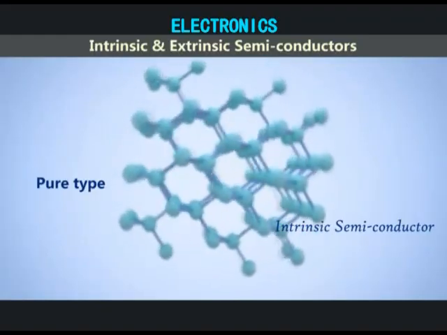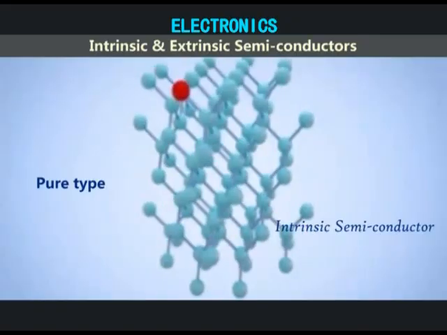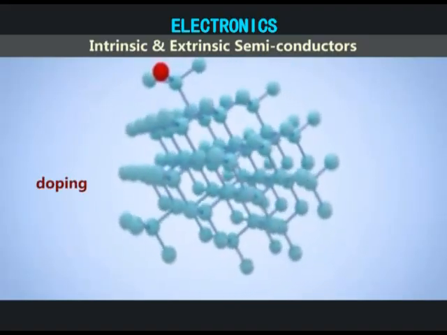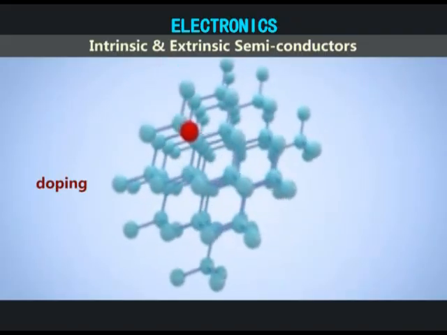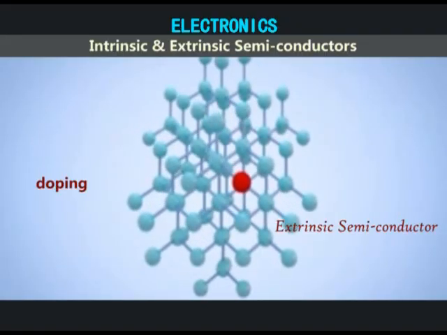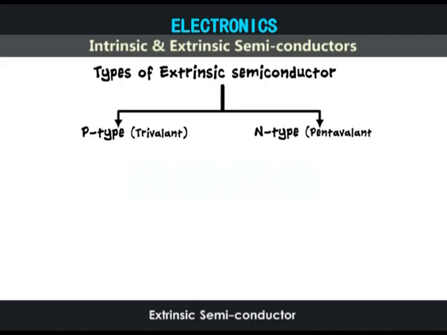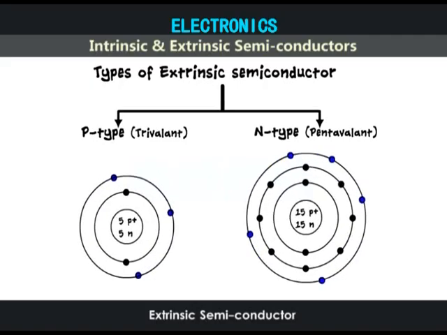Small quantities of impurities may be added to an intrinsic semiconductor to enhance conductivity. This is called doping, and the resulting semiconductor is called extrinsic. Extrinsic semiconductors are further subdivided into p-type or trivalent and n-type or pentavalent. On the left, we have 3 electrons orbiting in the outermost shell of an atom. It is called trivalent. And on the other atom, we have 5 electrons and it's called pentavalent.